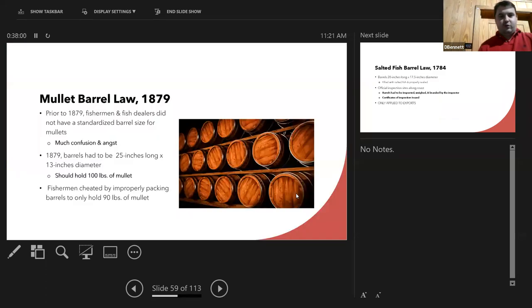But following the Civil War, there's some developments in the mullet fishery. You have a law that's passed by the North Carolina legislature regulating the size and nature of barrels that they're packed in. Prior to 1879, if you put in an order for 100 barrels containing mullet, you got barrels of all shapes and sizes and volumes, and there's no consistency. And so people got really upset because they felt cheated. So the legislature decided to standardize the size of barrels to 25 inches long by 13 inch diameter, which should hold about 100 pounds of mullet.